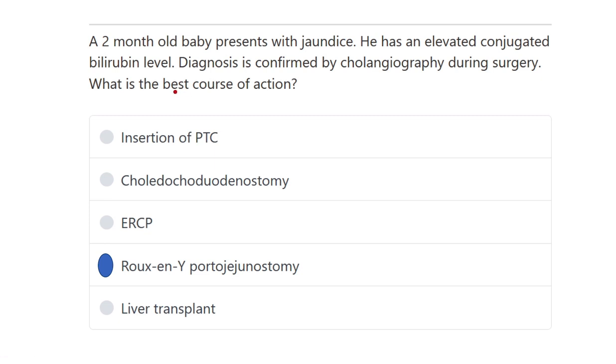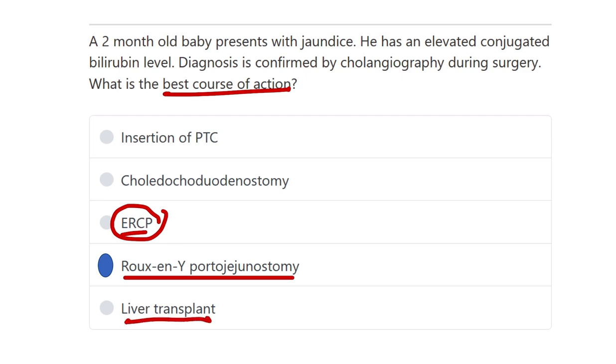So what is our best course of action? First of all, Roux-en-Y portojejunostomy. The other options here, such as insertion of a PTC, are not possible. Choledochoduodenostomy is also not possible because the common bile duct is totally obliterated. ERCP has no role because there is a long segment stricture, so ERCP cannot dilate this long part. Liver transplant is one of the treatment options, but it is the final treatment option. First of all, we should go through the Roux-en-Y portojejunostomy.